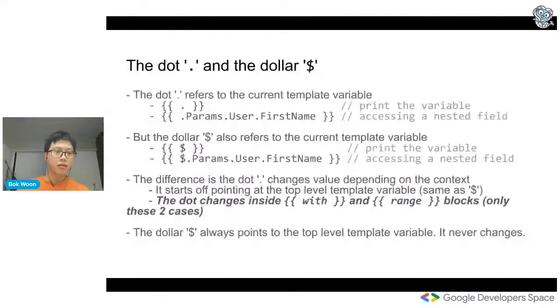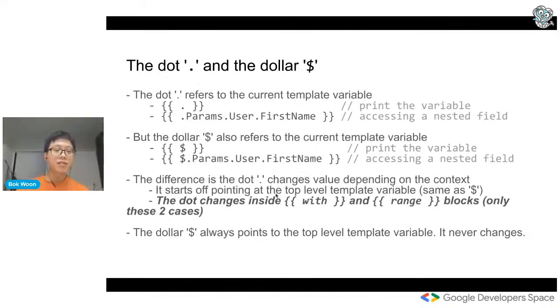Okay, so now I'll talk about the dot and the dollar. The dot refers to the current template variable. So you've already seen the dot will print a variable. You can do a nested access by doing .params.user.firstName. But the dollar also refers to the current template variable. So you can do dollar, it's the variable. You can do a nested access by doing $.params.user.firstName.